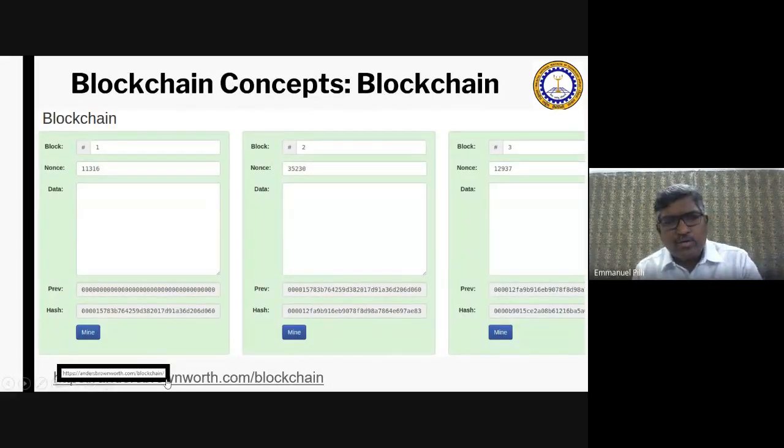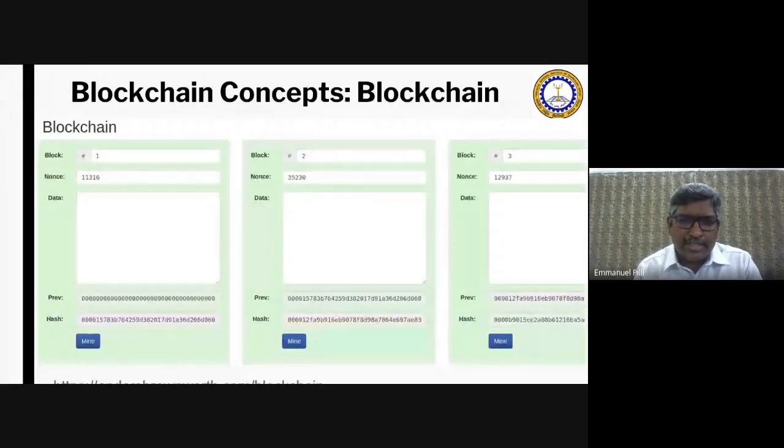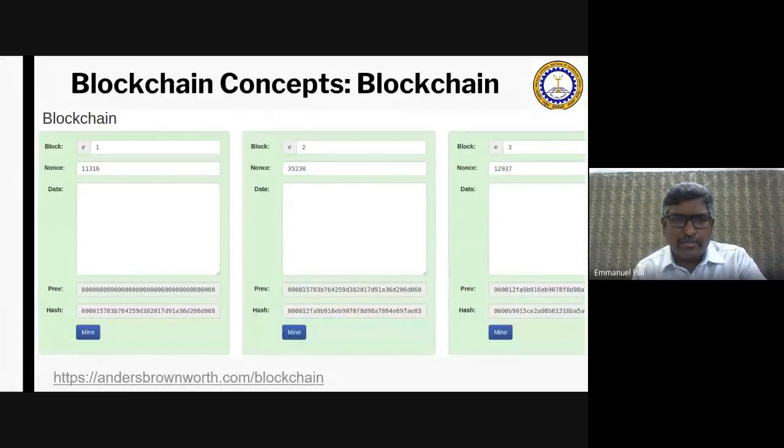Let me take you through that website, and let me show you some sample examples. It will take me to a website. I'll share that website now. Let me open that. It's opening.